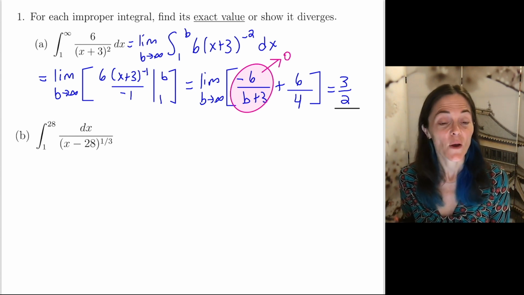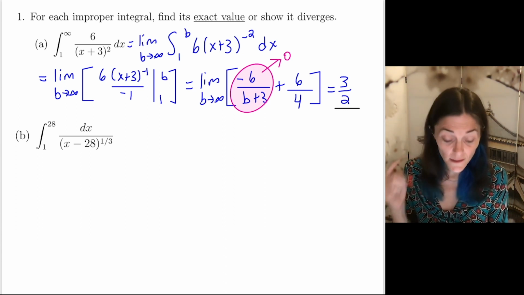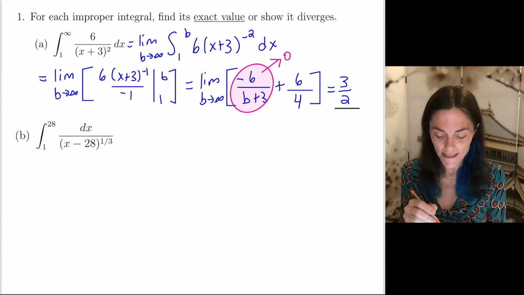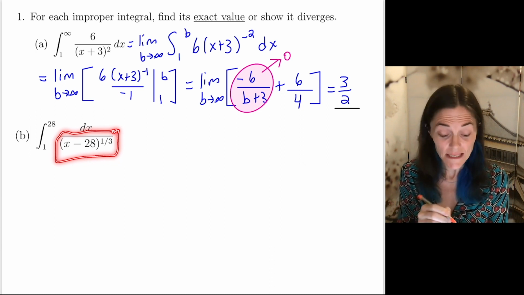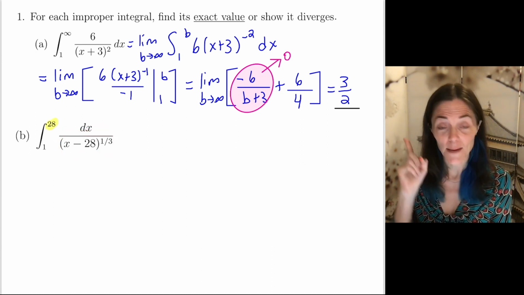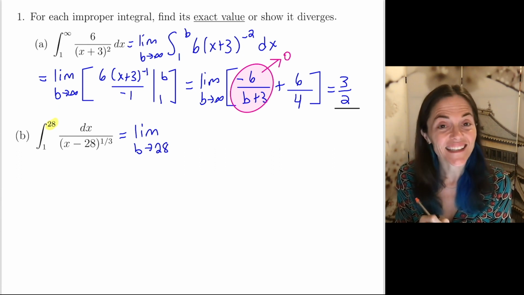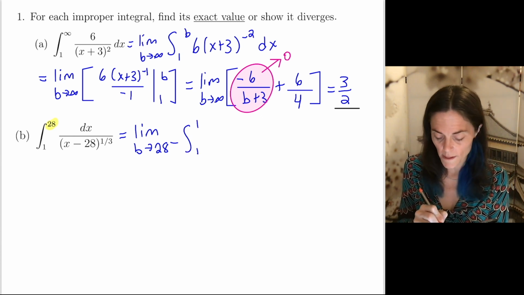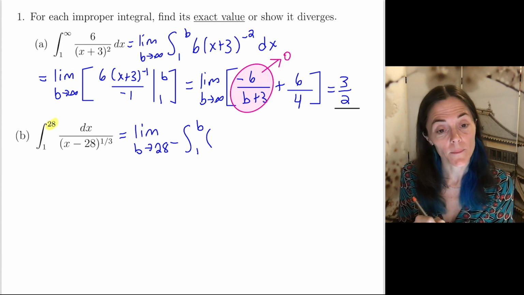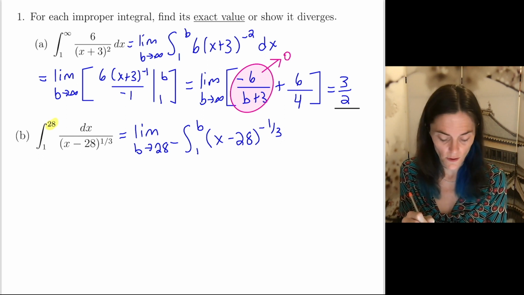1b. Well, if we look at this example, we have to be a little bit careful because it looks like a definite integral, but it is not, because here, the denominator is 0 at 28. So this is improper, and it is a type 2 improper integral. The first part is to write the definition. This is a limit as b approaches 28. Technically, as I mentioned in class, it's a limit on the left, and then we have an integral from 1 to b. Just like in the example above, I'll write this as a power. It's x minus 28 to the minus 1/3 power.